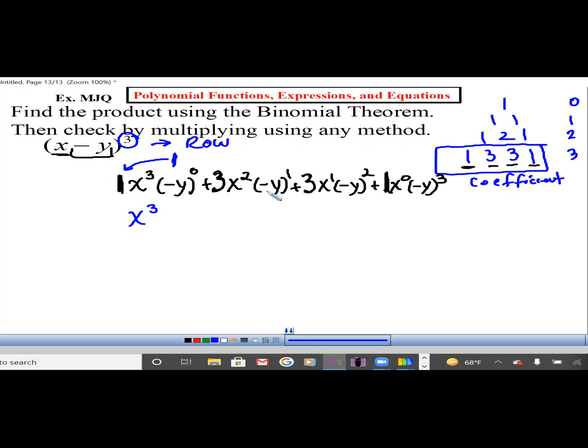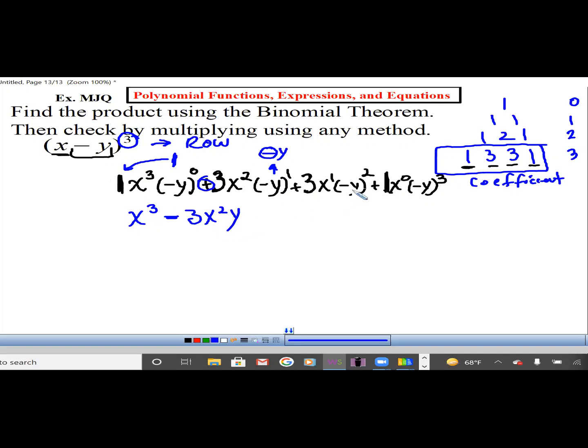Next, what is negative y to the 1st? Negative y. Okay, that became that. All right, so now we have a negative here and a positive here. What is positive times the negative? It is a negative. There is no number here, so I bring down the 3, the x squared, and the y.